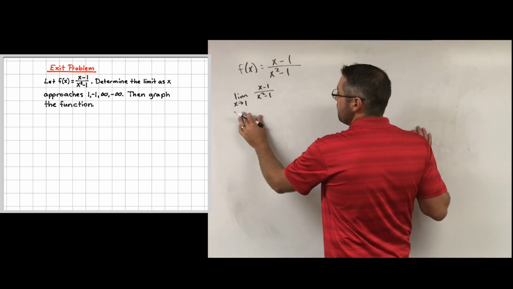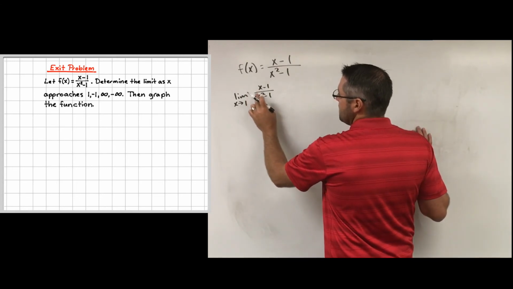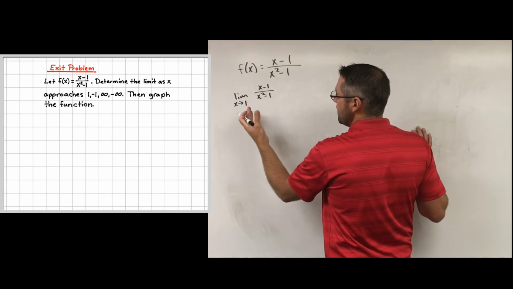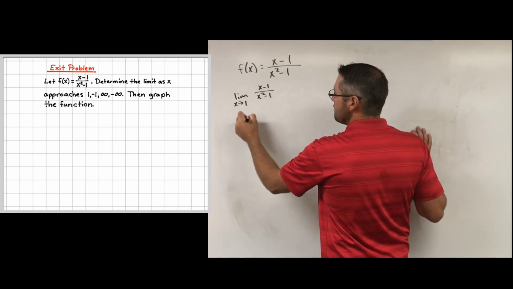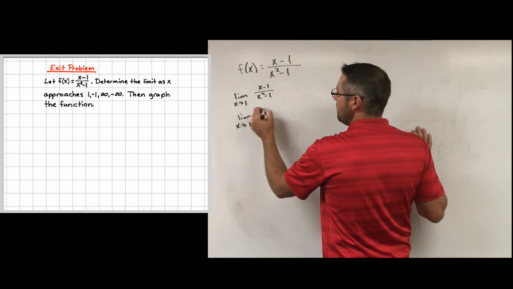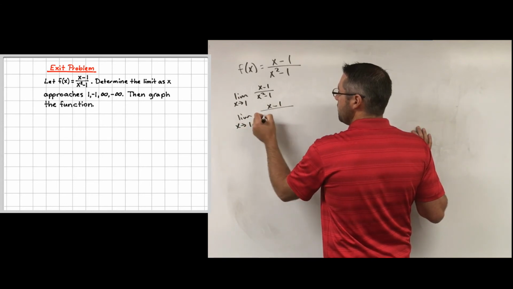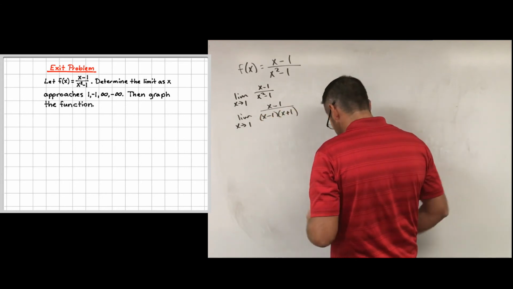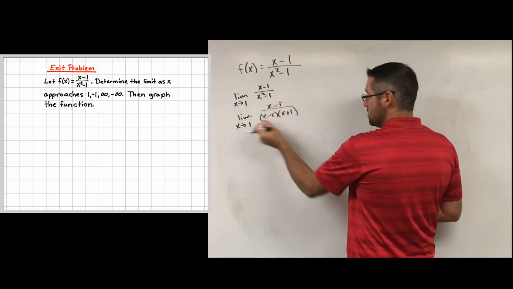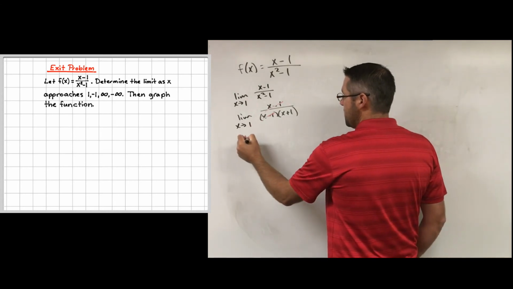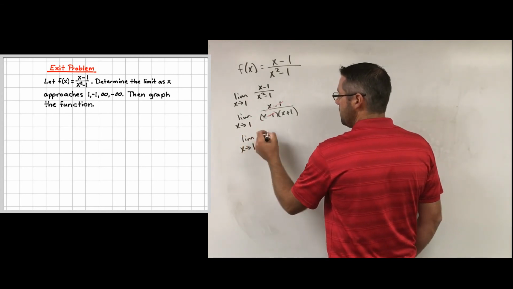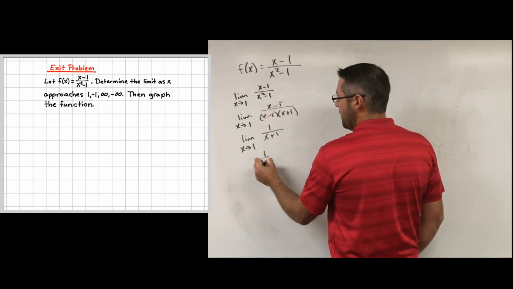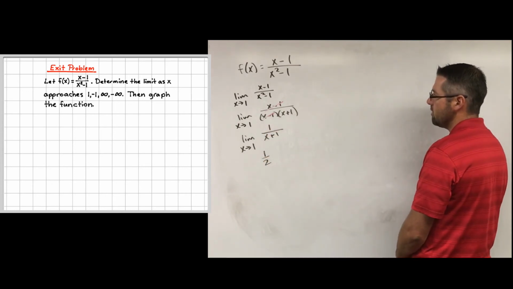Okay, so remember the first step is to plug in. In this case, substitute: 1 minus 1 is 0, 1 squared minus 1 is 0, 0 over 0 is indeterminate. What's the next step? Well, we try factoring. So limit as x approaches 1 of x minus 1 over x minus 1 times x plus 1, that's a difference of squares. And that's a good thing because those reduce. So we're left with the limit as x approaches 1 of 1 over x plus 1. When I plug in 1 here, I get 1 half. Okay, so that's my limit there.